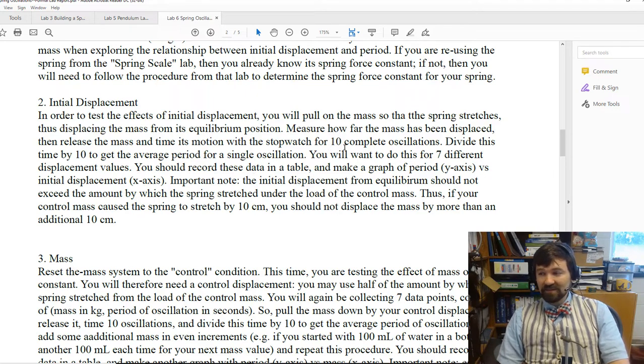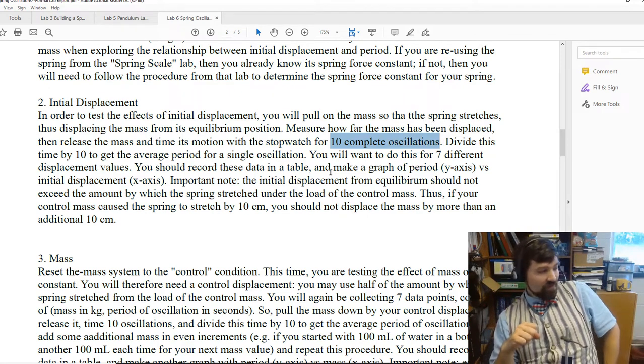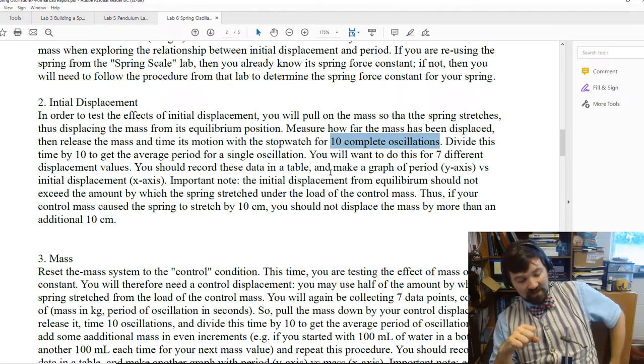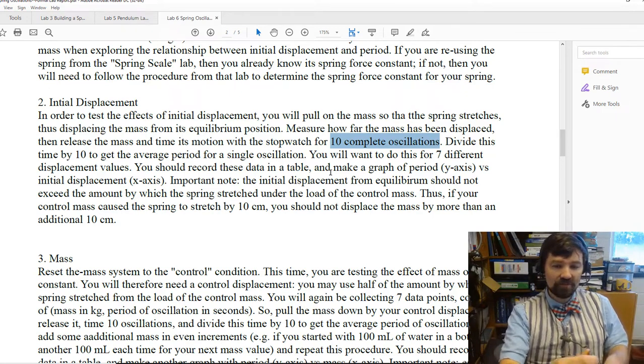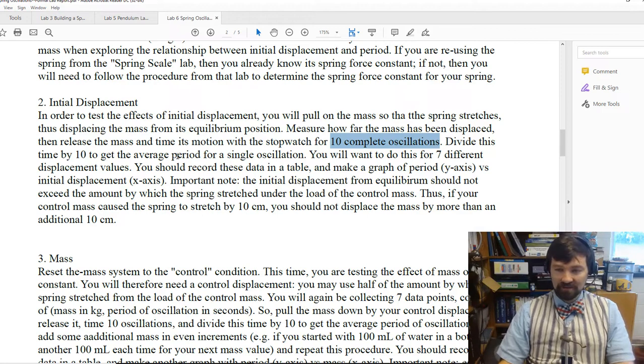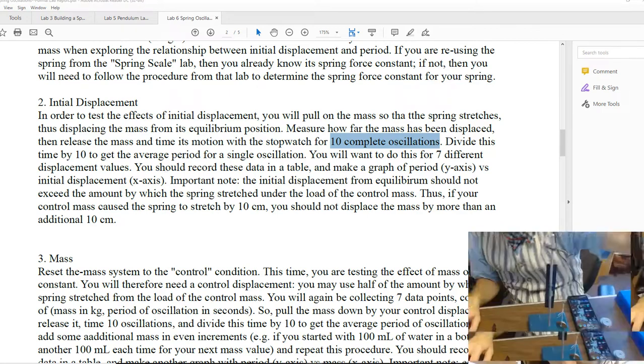And you're supposed to get 7 different displacement values, and you're supposed to do 10 complete oscillations. Okay, so to give some idea of what this experiment would in this case look like, you need to have for yourself a timer and then this spring and mass system.